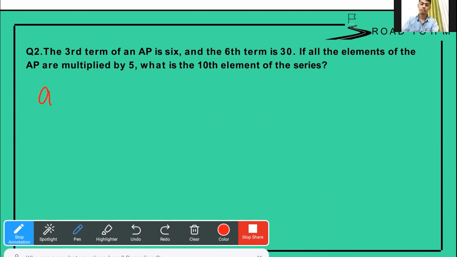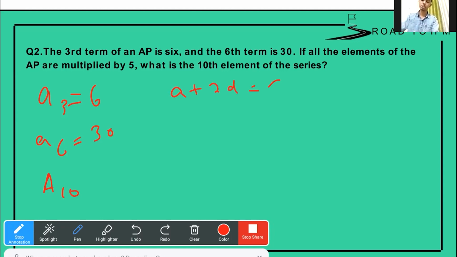A3 is 6 and A6 is 30, right? अच्छा. अब क्या करना है कि we have to multiply all the elements by 5 and we'll get a new series. We've got to find the 10th term of the series. So I'll be describing each element of the new AP with capital letters. Okay, so let's first work out with what we've got.